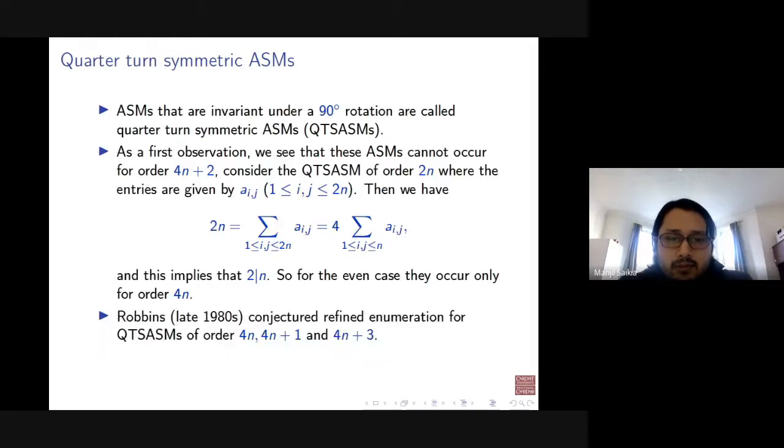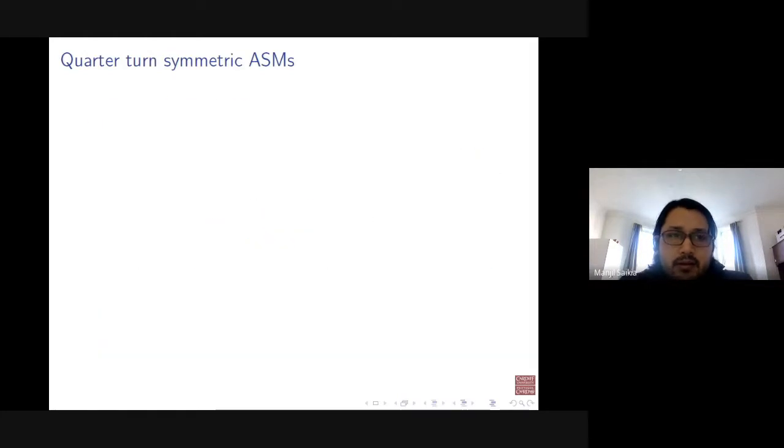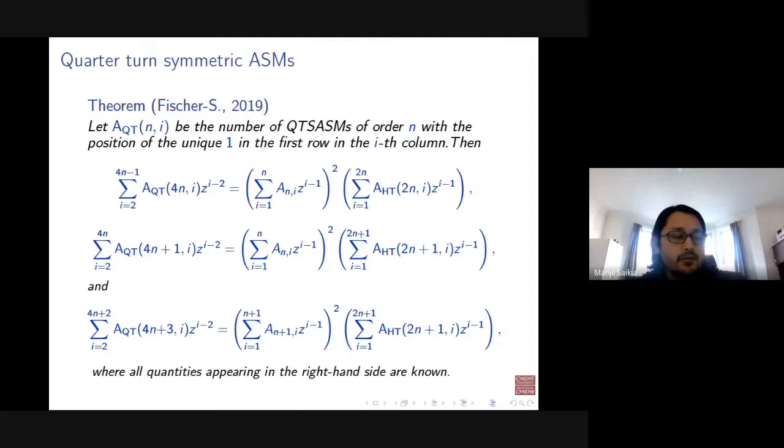So let me just quickly mention the quarter-turn symmetry case. The quarter-turn symmetry case, which is a 90-degree rotation, consists of ASMs which are invariant under a 90-degree rotation, and we have again some sort of generating function formula. These are the refinements that we're interested in. A quarter-turn symmetric alternating sign matrix cannot exist for order 4n plus 2. This is not very difficult to see.